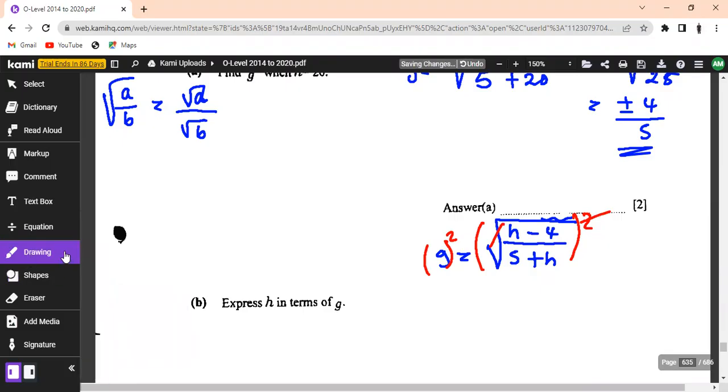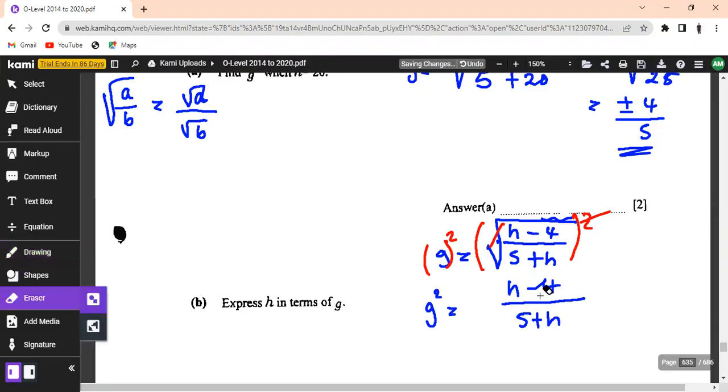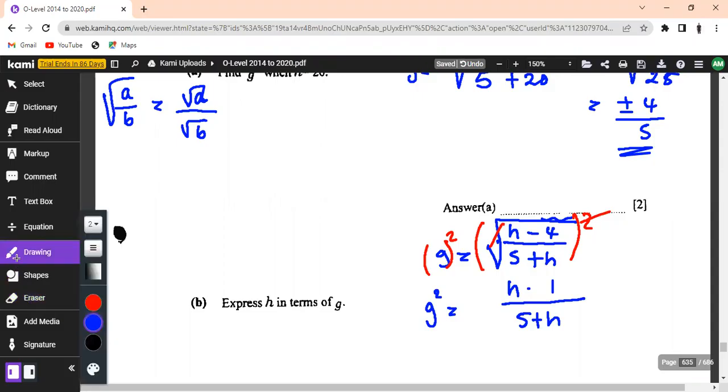On the left side, I have g squared exactly as it is. But on the right side, that's where we have neutralized our square root, so we're just going to be left with h minus 4, everything over 5 plus h, just like that. So this is going to be h minus 4 over 5 plus h, and we can at least work something from there.